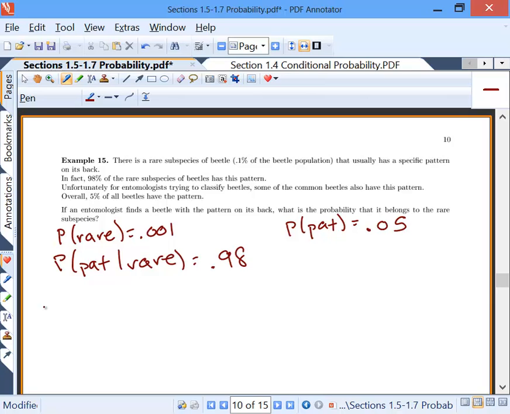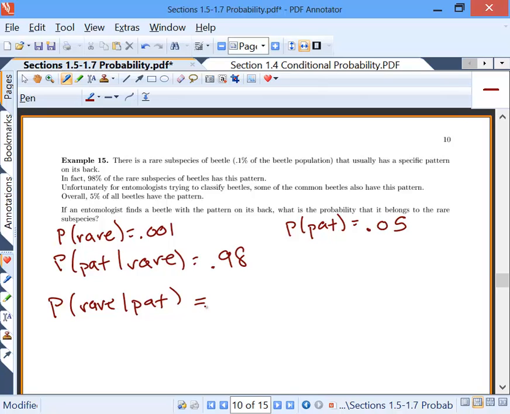And then the final thing is we want to find the probability: if we know they have the pattern, what's the probability that they are the rare beetles? Do you see how this is useful? We know one conditional probability, but we're really more interested in the other conditional probability. So we want to use Bayes' theorem to find this.